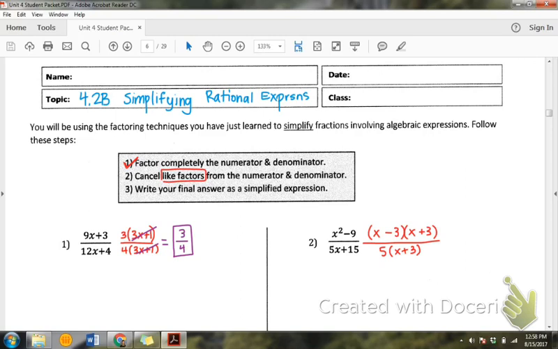My like factor is what, John? What's my like factor? X plus 3? The entire x plus 3. So then I'm left with, on the top, x minus 3. And in the denominator, I'm left with just 5. Now, in the numerator, you can put parentheses around it or not. It's not going to change the answer. Okay? Questions on number 1 or number 2?